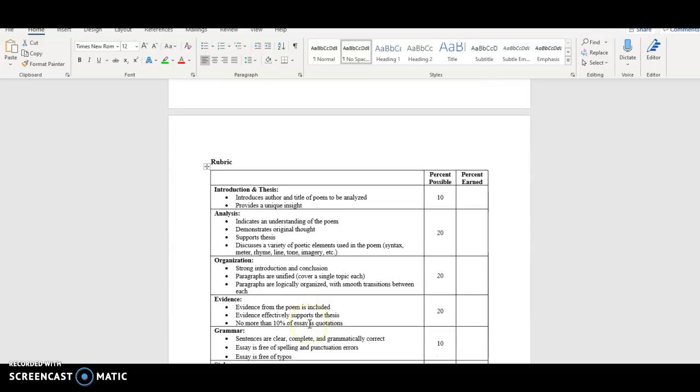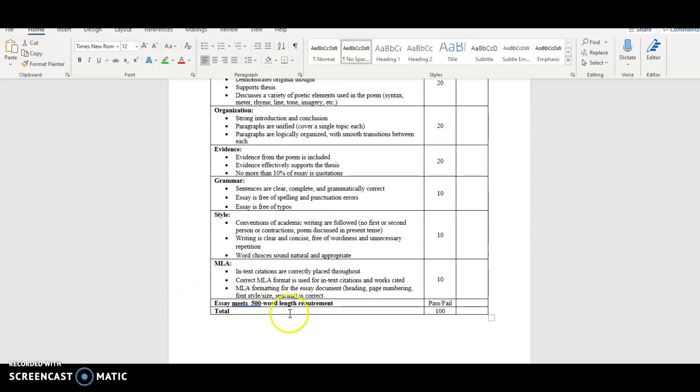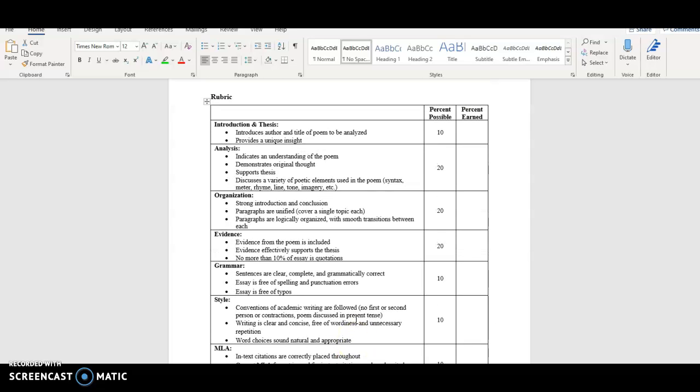And then there's also a grading rubric that shows how I'm going to grade the assignment. So the explication is worth 10% of your grade, but the rubric is breaking it down out of 100% so that you can see what your grade is for that essay. So the introduction and thesis should be there. The analysis should show that you understand the poem. It should support your thesis, and your analysis should discuss a variety of poetic elements that are used within the poem, again, such as the syntax, the meter, the rhyme, line, tone, imagery, etc.